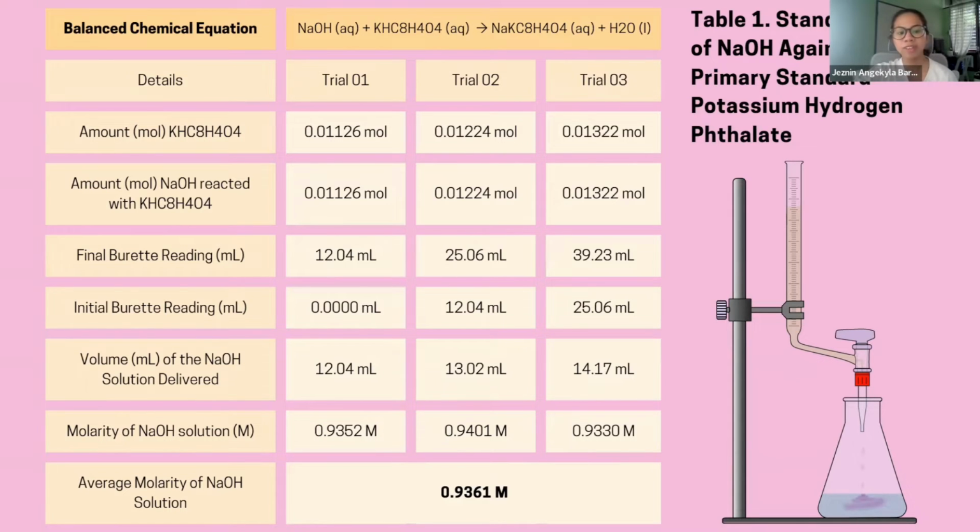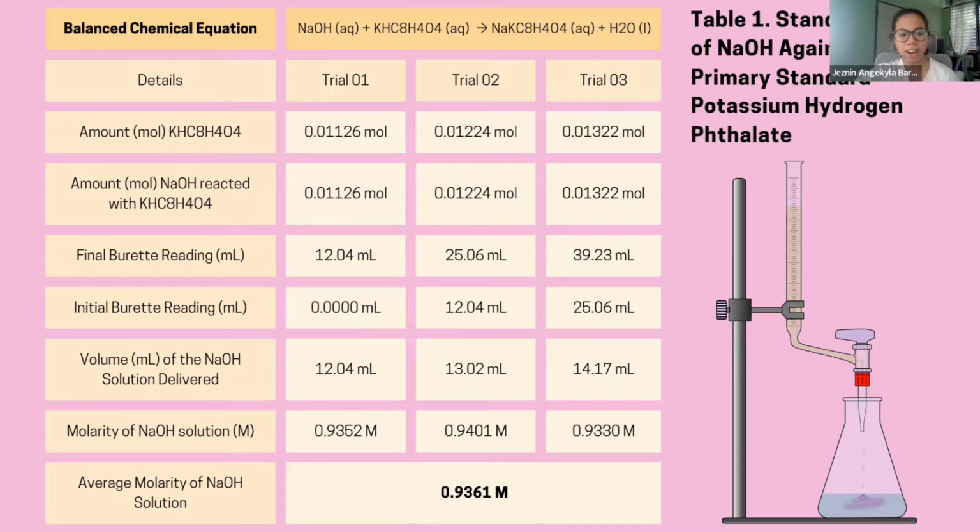So next, the volume of NaOH delivered per trial was calculated by subtracting the initial burette reading from the final burette reading. Slight differences in the volume delivered can be observed as different amounts of KHP were used in the titration. To solve for the molarity of NaOH per trial, the moles of NaOH, determined from the moles of KHP, was divided by the volume in liters of the NaOH delivered.